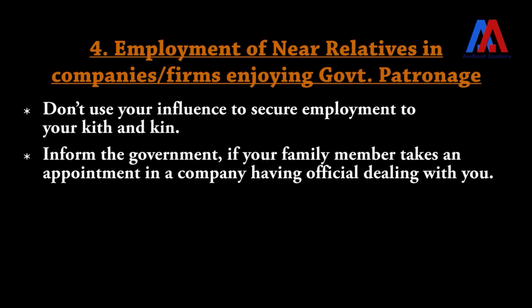Not only this, you have to inform the government if your family member takes an appointment in a company having official dealing with you. For example, if you are a tax officer, you are a commissioner, and there are many companies which are under your jurisdiction, then if any of your sons or daughters, your family members, get a job in that company, then you should inform the government. It's not prohibited. He or she can take the job. All you have to do is to inform the government so that the government can see whether the person has got the job on merit or got the job because of your influence.